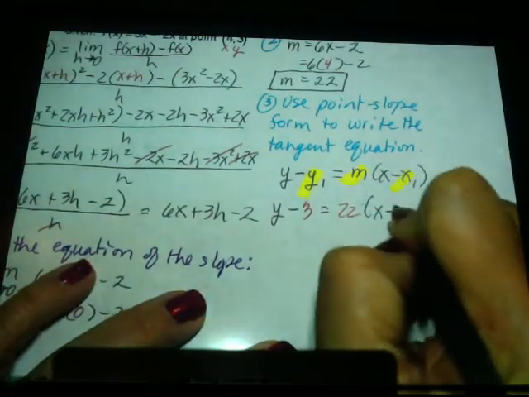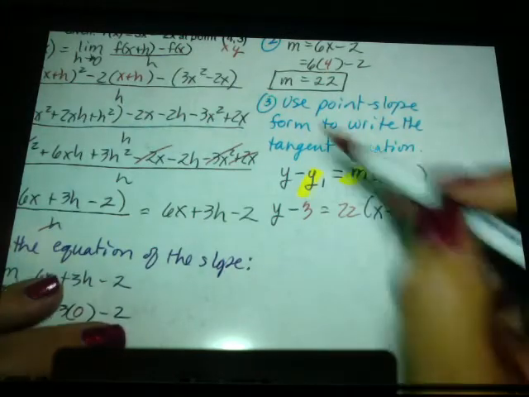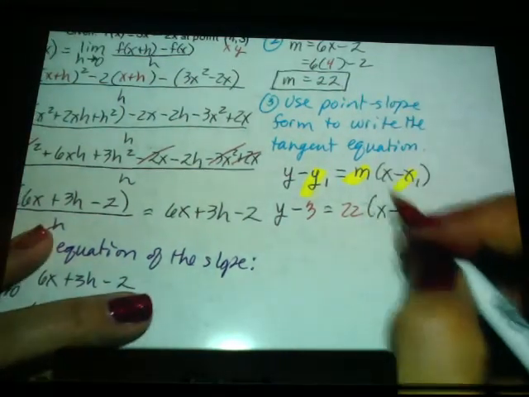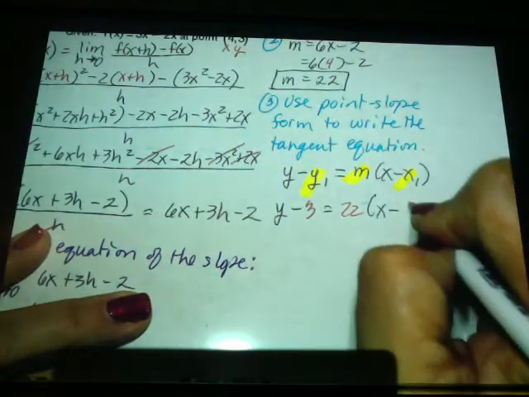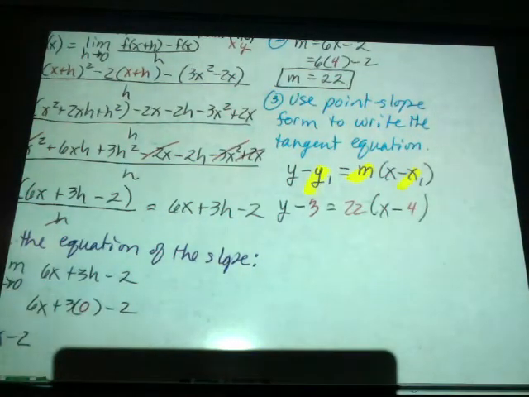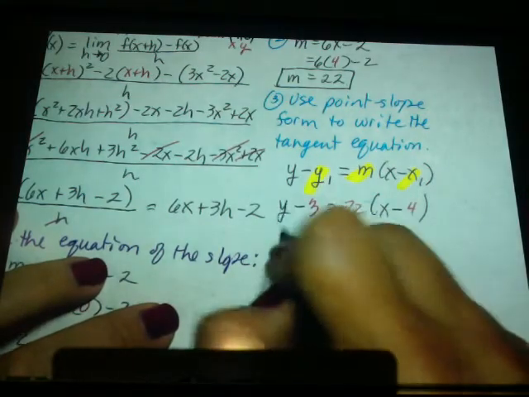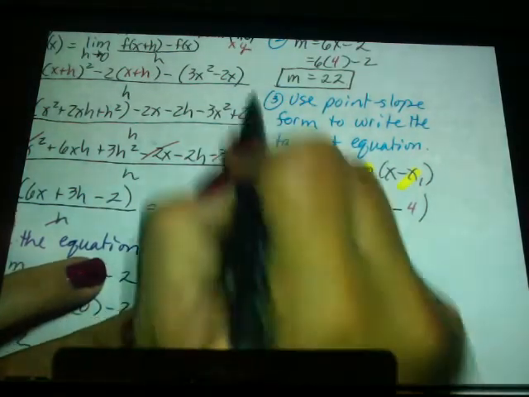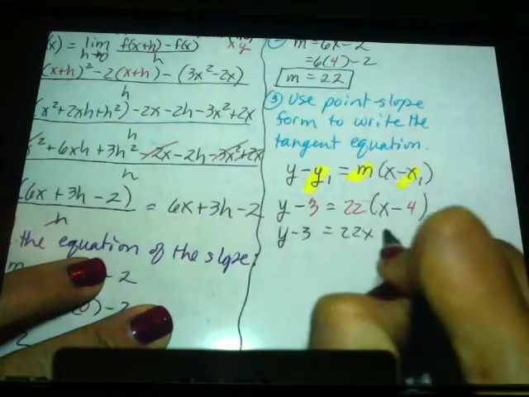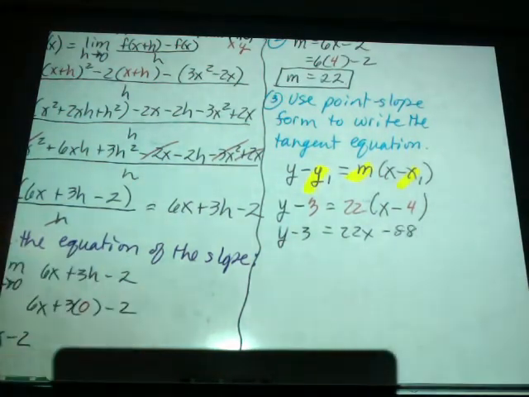And the slope changes at every point. So the slope will not always be 22. If I change the point, it changes the slope. And then the x sub 1 is 4. Is everybody clear as to where I got those numbers? And then you're going to write it into slope-intercept form, which means you're going to solve for y. So distribute your 22. So we get 22x minus 88.